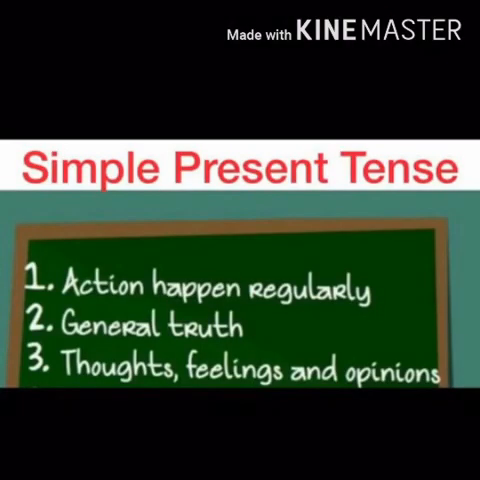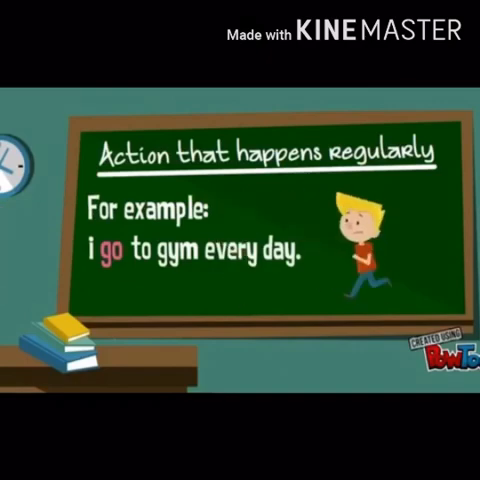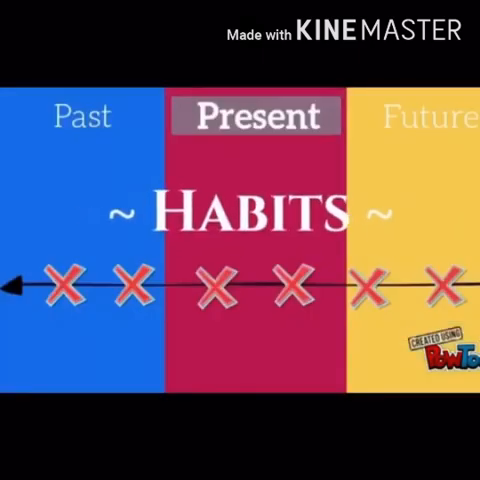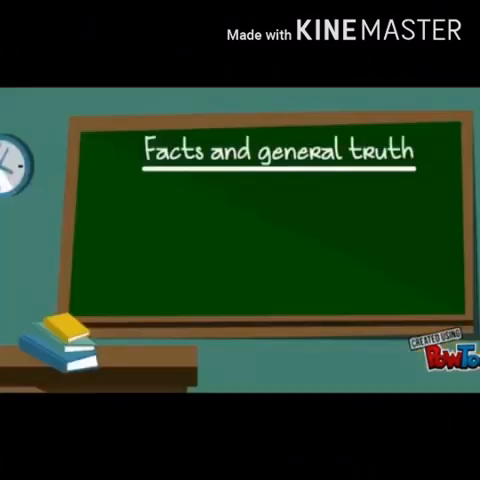Present tense is used to describe actions that happen regularly, general truth or thoughts, feelings and opinions. Action that happens regularly. For example, I go to gym every day. So this is a habit of going to the gym every day. So we use present tense for the habits which we do regularly, those actions that are happening regularly.